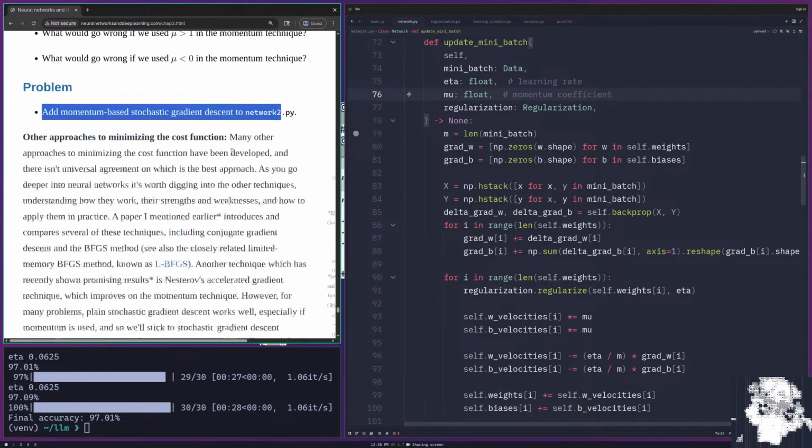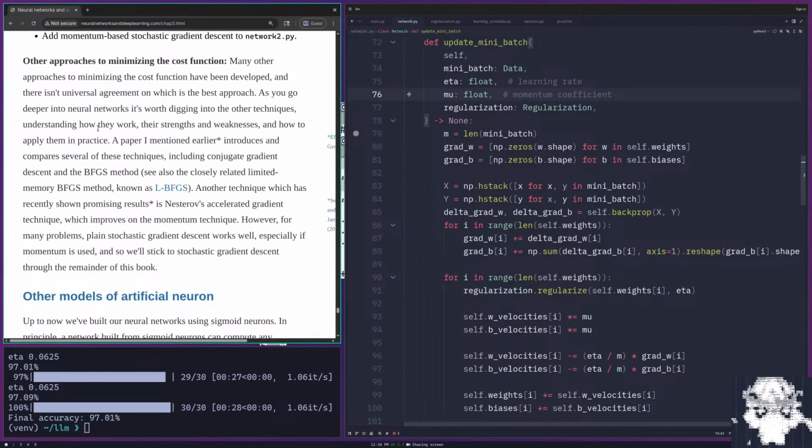And we did this, add momentum. Okay, other approaches to minimizing the cost function. Many other approaches to minimizing the cost function have been developed, and there isn't universal agreement on which is the best approach. As you go deeper into neural networks, it's worth digging into the other techniques. Understanding how they work, their strengths, and weaknesses, and how to apply them in practice.